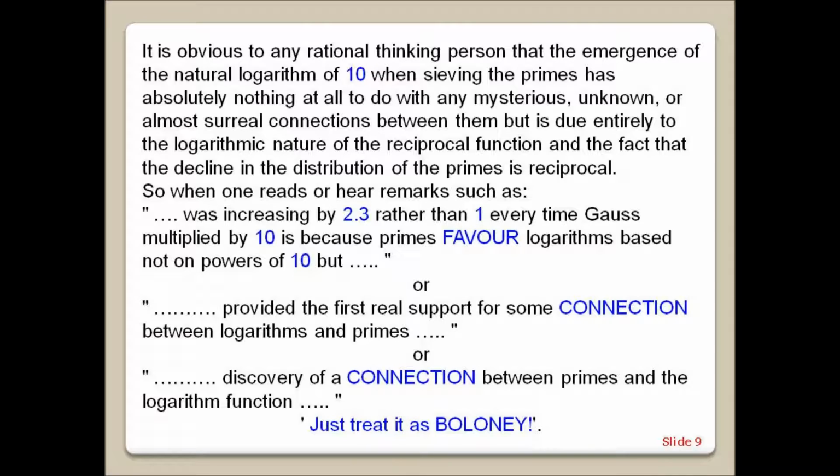It is obvious to any rational thinking person that the emergence of the natural logarithm of 10 when sieving the primes has absolutely nothing at all to do with any mysterious, unknown or almost surreal connections between them, but is due entirely to the logarithmic nature of the reciprocal function and the fact that the decline in the distribution of the primes is reciprocal. So when one reads or hears remarks such as that the count was increasing by 2.3 rather than 1 every time Gauss multiplied by 10 because primes favour logarithms, or discovery of a connection between primes and the logarithmic function, just treat it all as baloney.